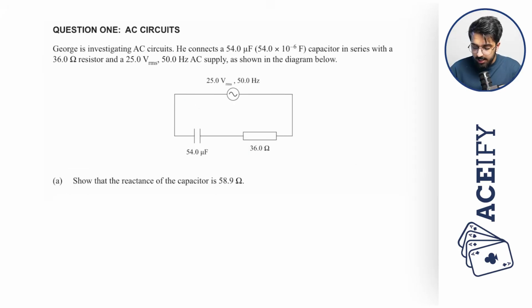George is investigating AC circuits. He connects a 54 microfarad capacitor in series with a 36 ohm resistor and a 25 volt RMS voltage with a 50 Hz AC power supply, as shown in the diagram below. Show that the reactance of the capacitor is 58.9 ohms.